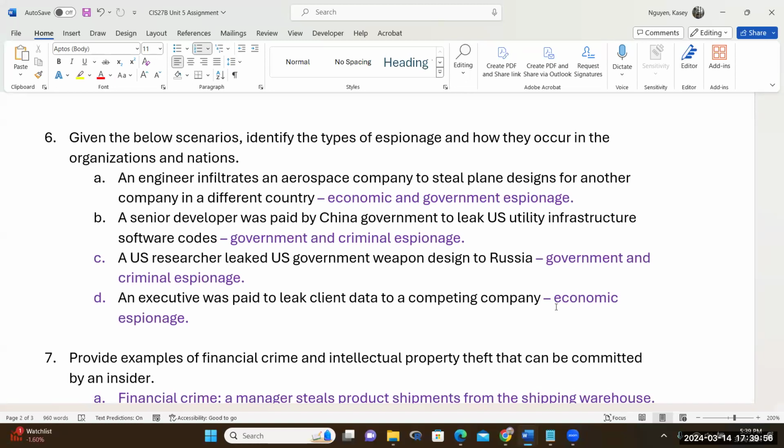Okay. B, a senior developer from China was paid by the China government to leak U.S. utility infrastructure software code, and that's government and criminal. And then a U.S. researcher leaked U.S. government weapon design to Russia, and that's government and criminal. And then an executive was paid to leak client data to a competing company. That's economic.